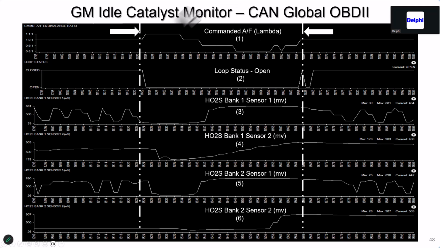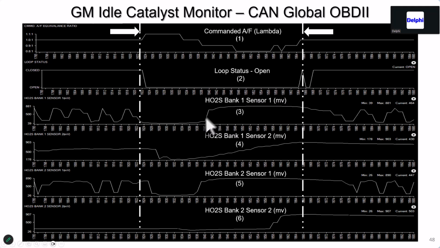GM idle catalysts. They've been doing this for a long time. When we've driven it 5, 6, 8 minutes, got on the freeway, maybe we come off the freeway. Notice what happens. We go ahead and we go lambda, very lean. We go to open loop. When we go very lean, notice what happens to the O2 sensors. They all drop. Then shortly after that, the PCM starts to enrich the mixture. As it enriches the mixture, we're still in open loop.